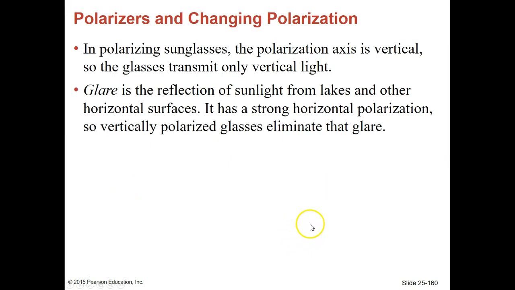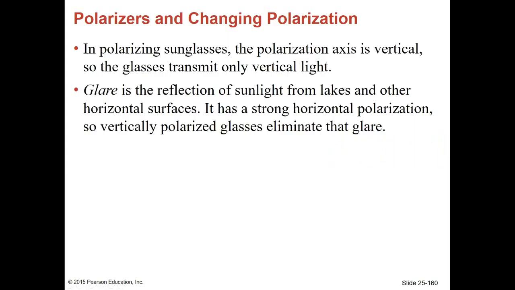In polarizing sunglasses, the polarization axis is vertical, so the light that gets through is only vertical light. Glare is the reflection of sunlight from lakes and other horizontal surfaces, so it has a very strong horizontal polarization. So vertically polarized glasses eliminate that glare.